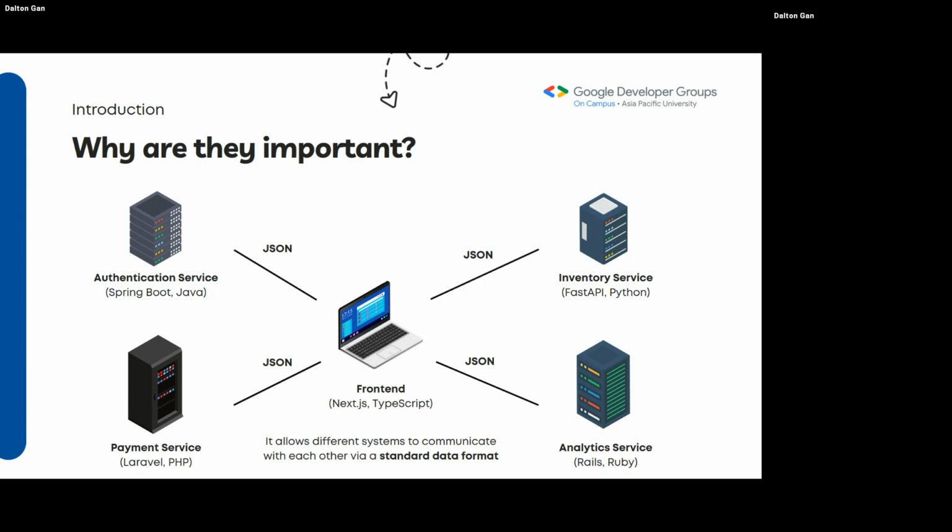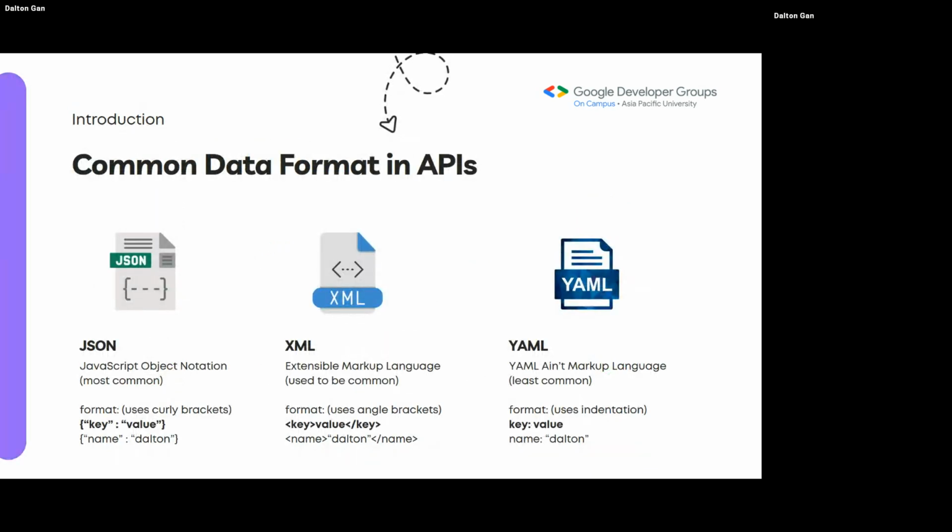Speaking about JSON, we need to understand that there are a few types of data formats in API. There is JSON, which is the most common type, and stands for JavaScript Object Notation. There's also XML, which is more legacy but commonly used in banking industries. If you've ever worked in banking, you might come across XML. Then lastly, we have YAML.